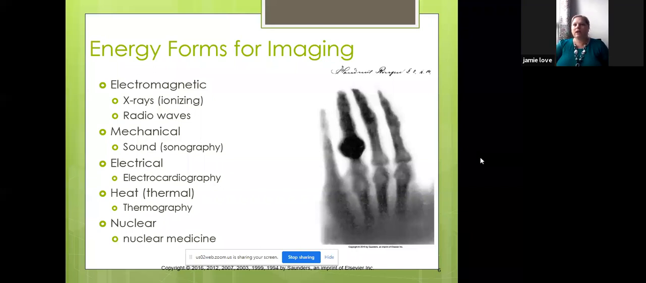When we talk about mechanical forms of energy, we can think about sound waves. We use that for sonography, for ultrasound to take pictures. We use electrocardiography to do EKGs on people, using electrical energy to get a heartbeat rhythm. We use thermal energy to do heat seeking and find people by their body heat. And we have nuclear medicine, nuclear energy, to make images. So different energies are used for different imaging all across the board.